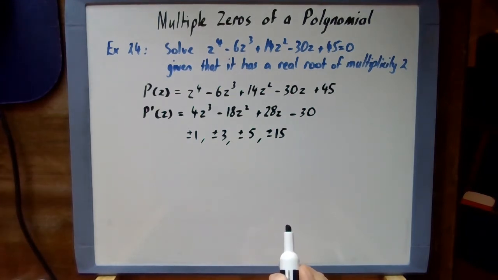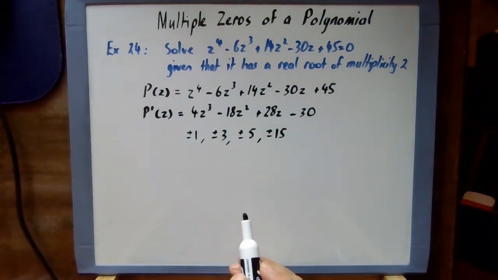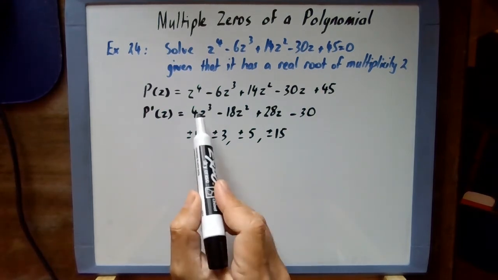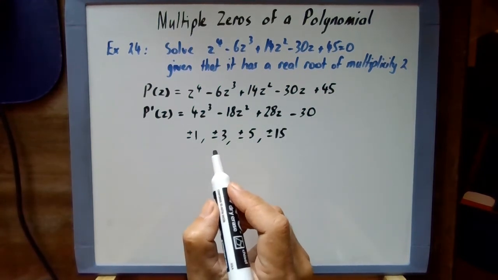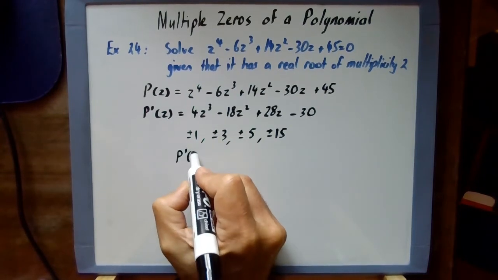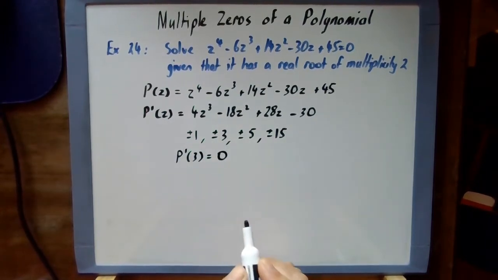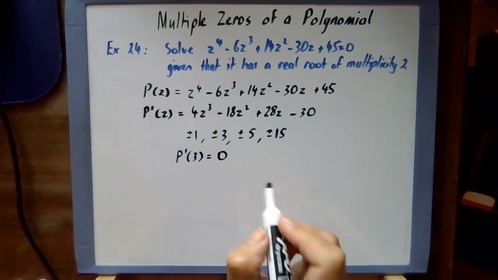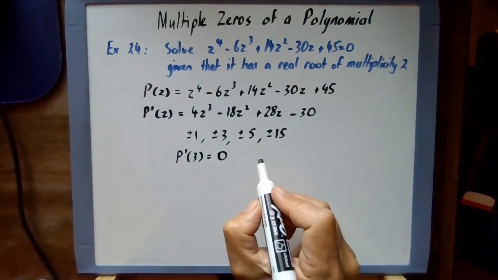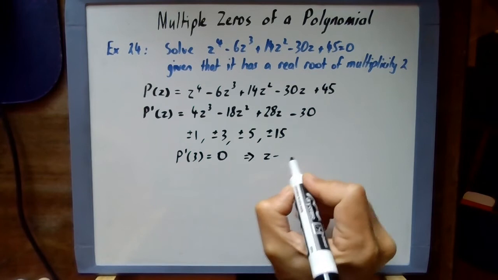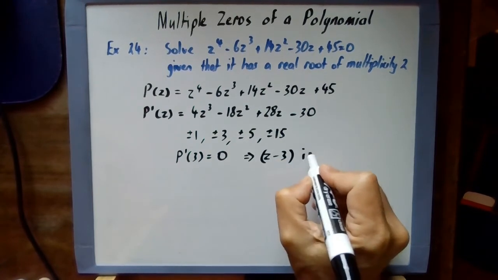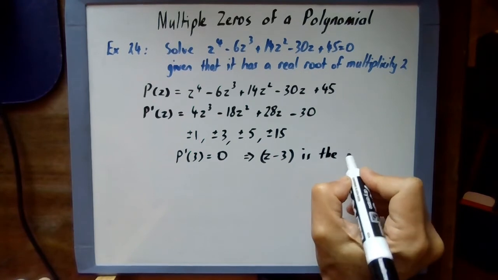So as we consider those, we can put them into either of those functions, but it's probably nicest to look at this one because it's a smaller function, it's only cubed. We would actually find out, after substituting some in, that p dash of 3 is equal to 0. And that tells me that z minus 3 is the double root.